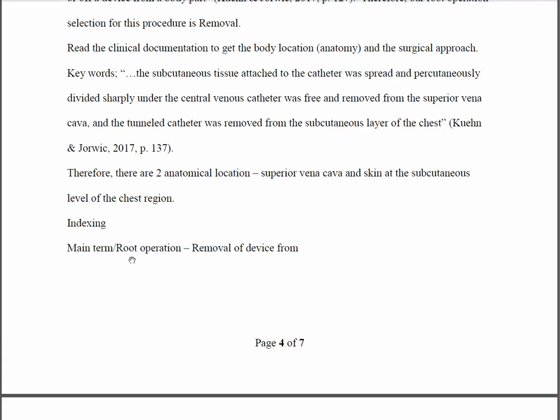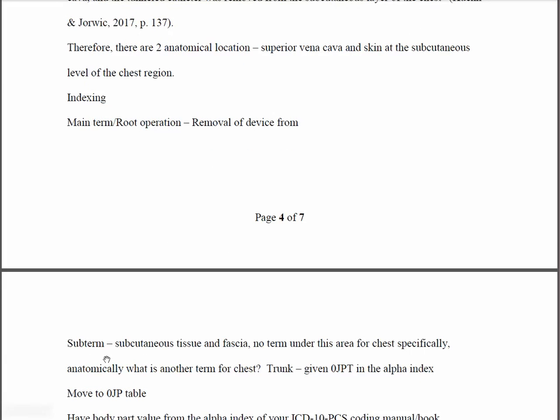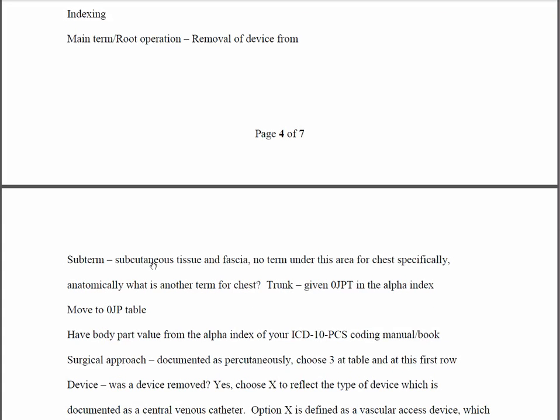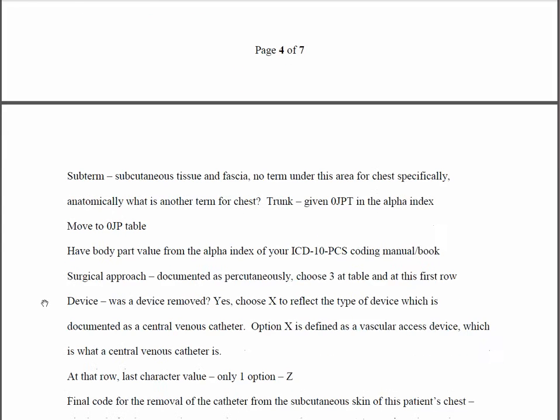So we're going to index the main term of removal. Then you have removal of device from, and then anatomical information. In this case, subcutaneous tissue and fascia. Location specifically in our clinical information was chest. However, there's no designation of chest, so we would choose the word that is a synonym or is commonly used in anatomy for chest, which is trunk. We're then given 0JPT in the alpha index of ICD-10 PCS.